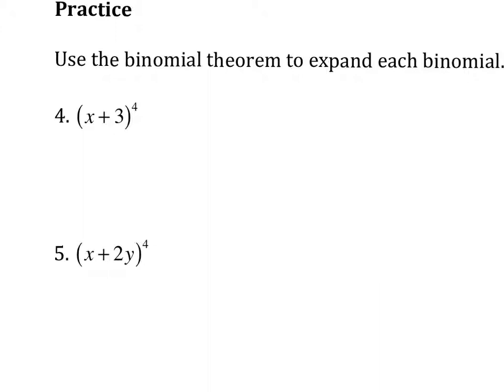So we are asked to use the binomial theorem to expand each binomial. So here we have x plus 3 to the 4th power. So using our super secret rule, our first combination looks like this. We're going to have 4, that came from here, c, 0.